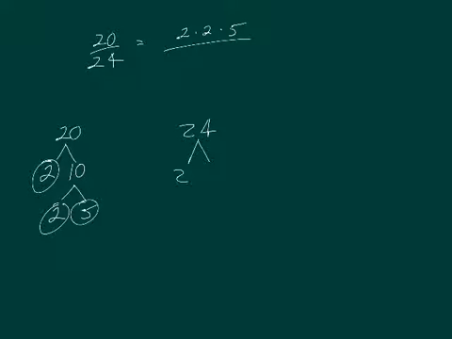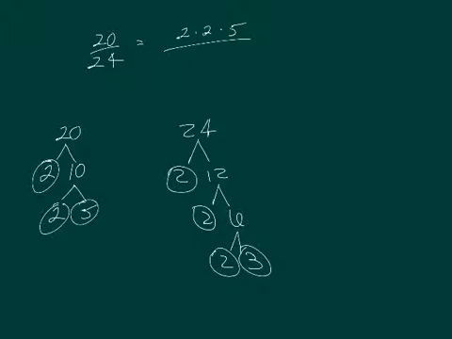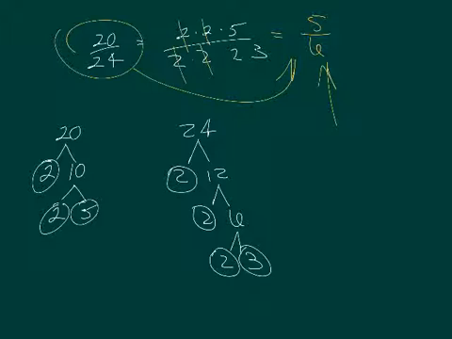And again, it's even. 12 is even. 6 is even. And 3 is prime. So I get 2 times 2 times 2 times 3. And then I cross out the common factors. 2 and 2, I can cross those off. That 2 over that 2, I can cross that off. So I'm left with 5 over 2 times 3 is 6. So these are both equivalent. It's just that this is the reduced fraction of 20 over 24.